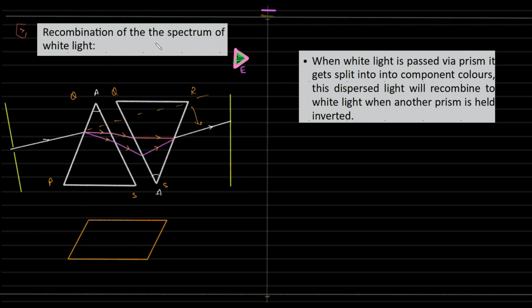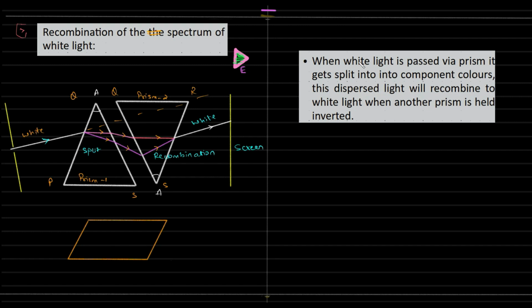This is nothing but your recombination of the spectrum of white light. So it's recombining. So we started with white light. This is your prism 1 and prism 2. They have the same angle of prism. So here it got split and here it recombined. Right? So this is the split and this is the recombination. And at the end of it, you get a white light. And it's your screen.